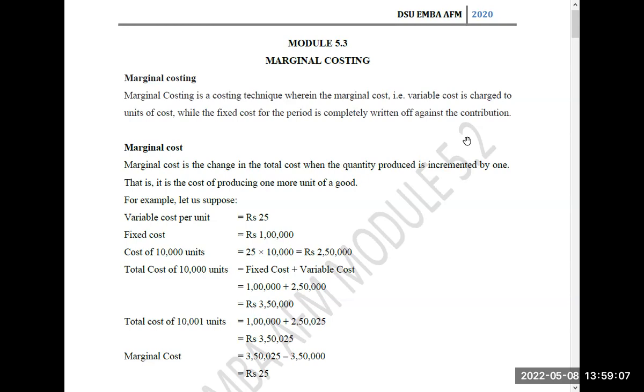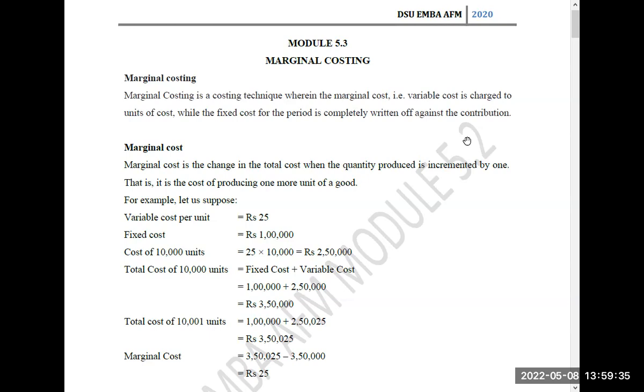Suppose I am going to produce one more unit, one more quantity, one more remote control. That means the 101st remote control. If I produce one additional unit in addition to the existing 100 units, what will be the change in my total cost? That difference is called marginal cost.